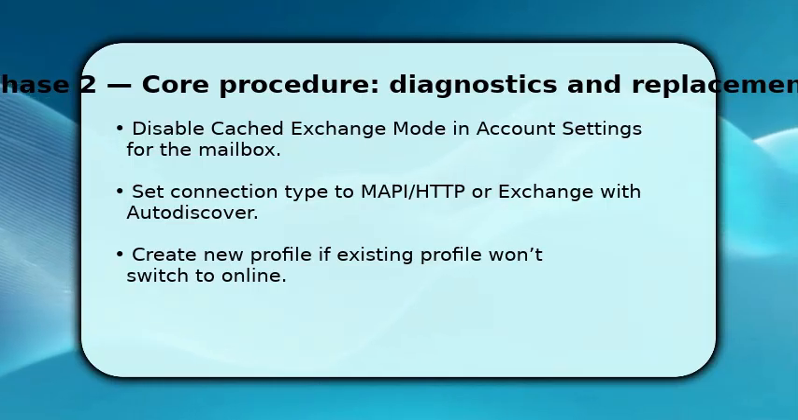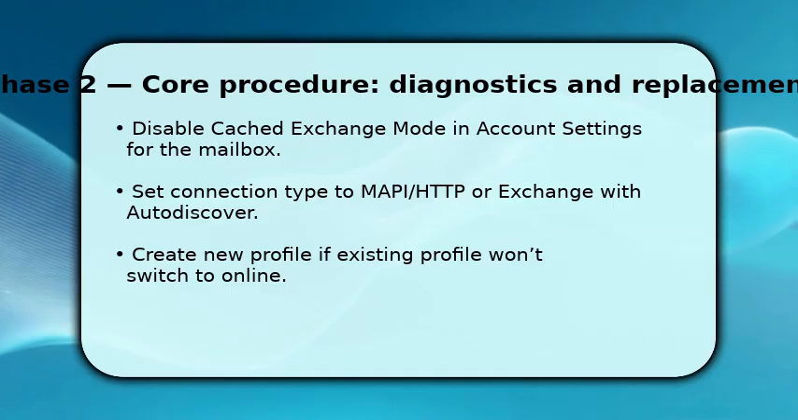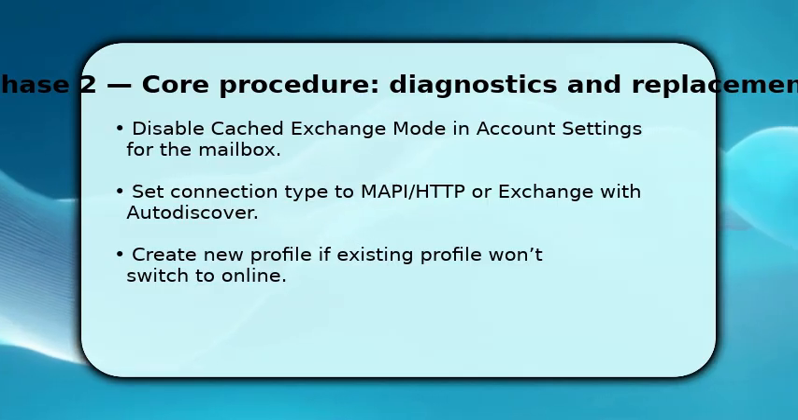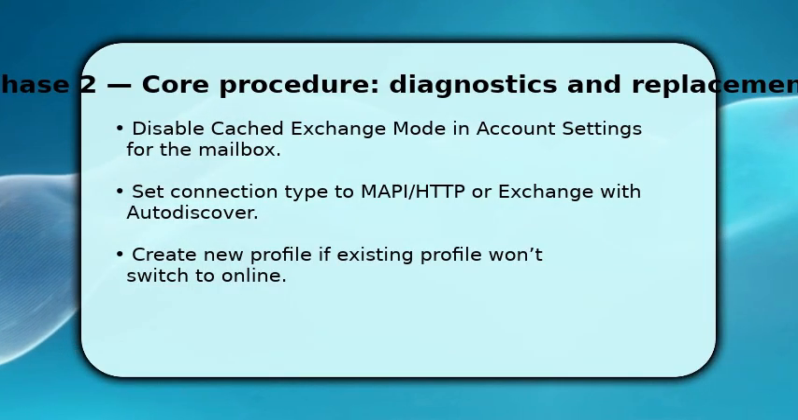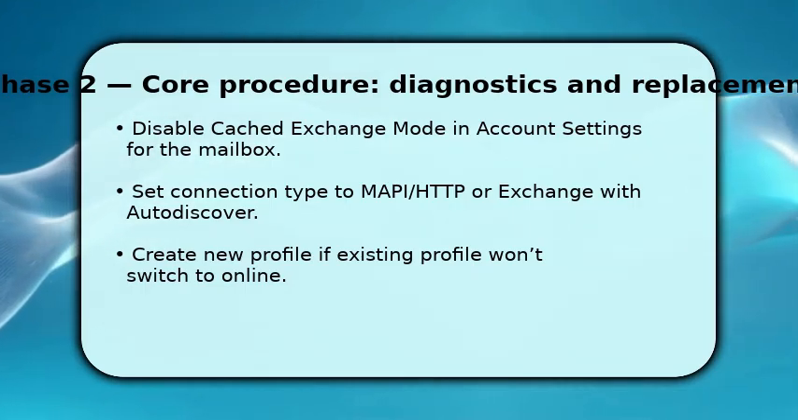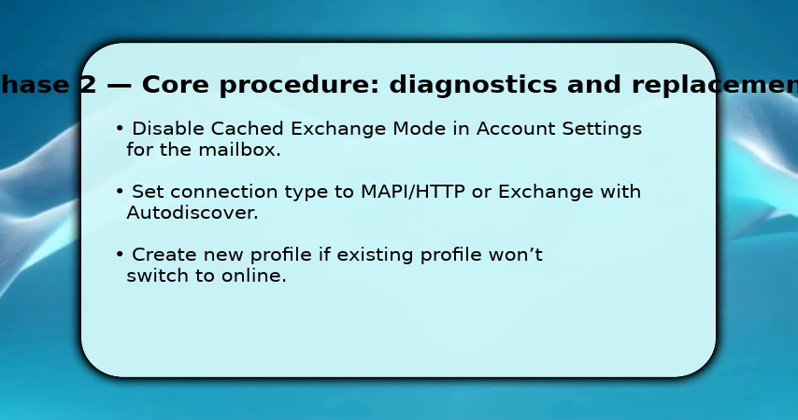Next, you perform the core configuration. In Account Settings, edit the mailbox, uncheck Cached Exchange Mode, and confirm using MAPI/HTTP or Exchange Protocol via Auto Discover. If the client won't switch, create a clean Outlook profile and add the account explicitly as an online Exchange account. Make sure Outlook's Work Offline toggle is off, then let the client complete the Auto Discover and Modern Auth prompts. This establishes a persistent online session rather than a cached local copy.